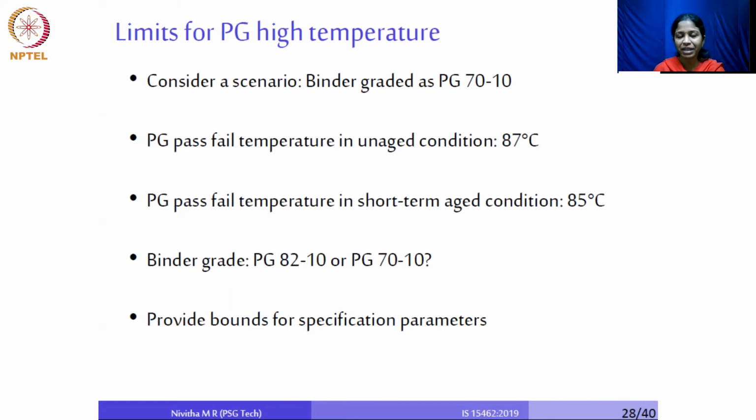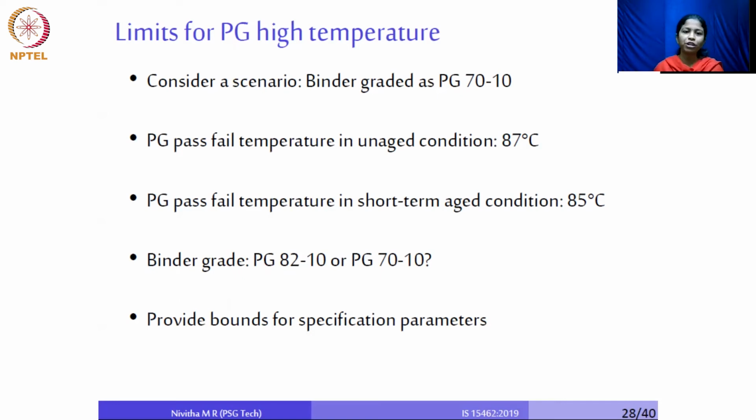So as per the PG specification, this binder will have a G* by sine delta value of a minimum of 1 kilopascal at 70 degrees, right? That is what is required to grade this binder as PG 70-10.